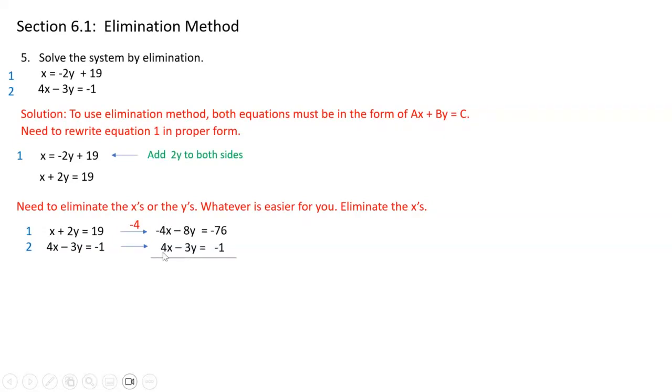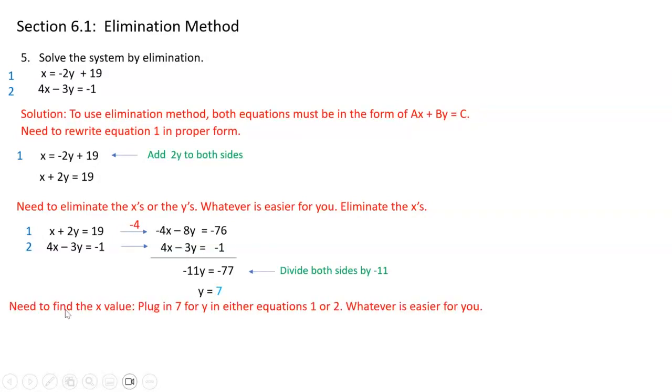Right? Then after we add them, if you notice, the x's will be eliminated. So we can add -8y minus 3y will give us -11y. When we add -76 minus 1, the result will be -77. So now we divide both sides by -11. If we do that, the result will be y equals 7. So I got the value for y equals 7.